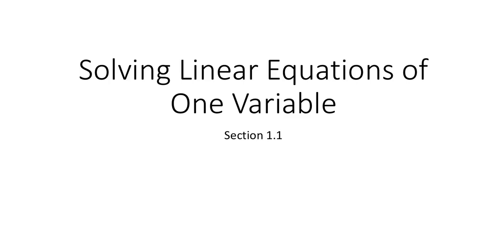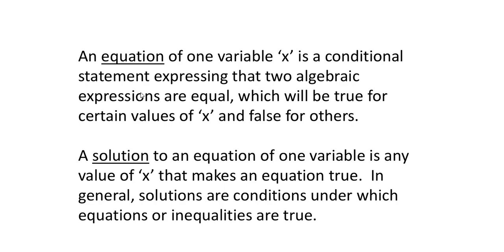Hello, in this video we are going to cover section 1.1, solving linear equations of one variable. An equation of one variable x is a conditional statement expressing that two algebraic expressions are equal, which will be true for certain values of x and false for others. All right, so when you have an equal sign, that kind of a statement will either be true or false.